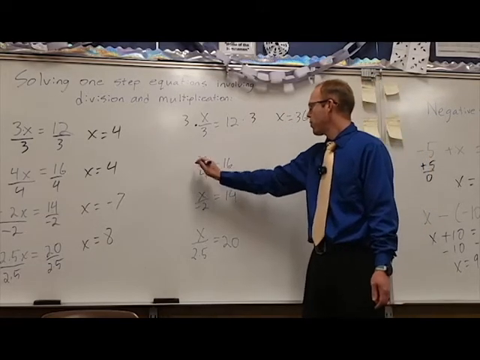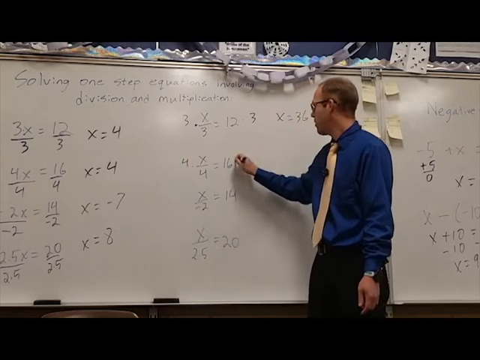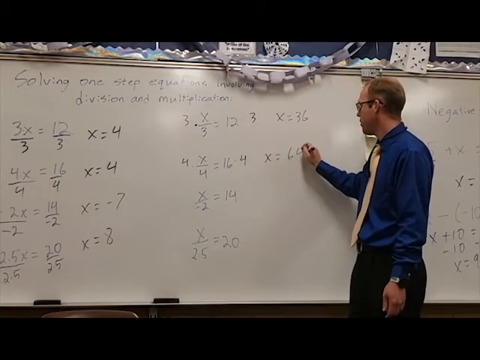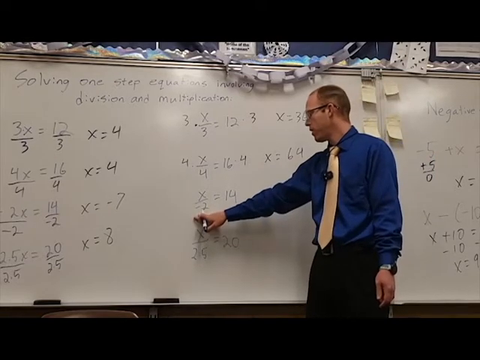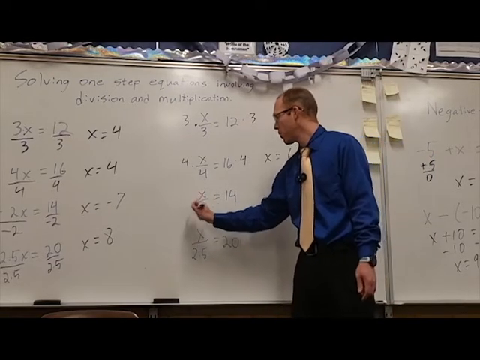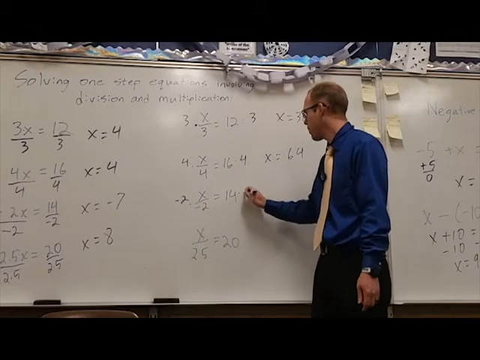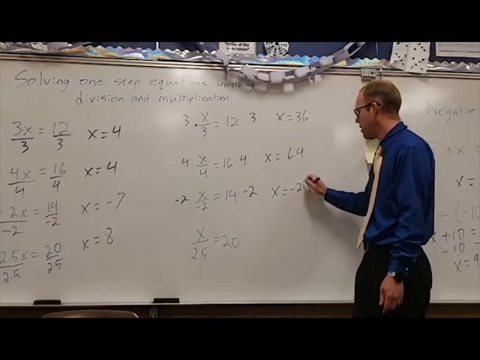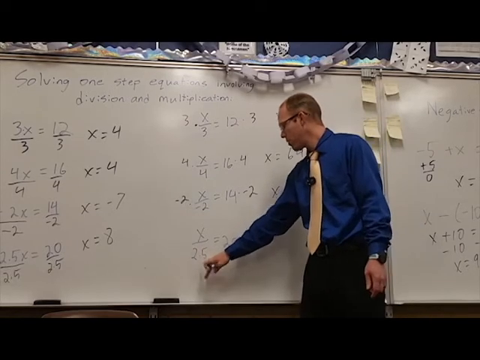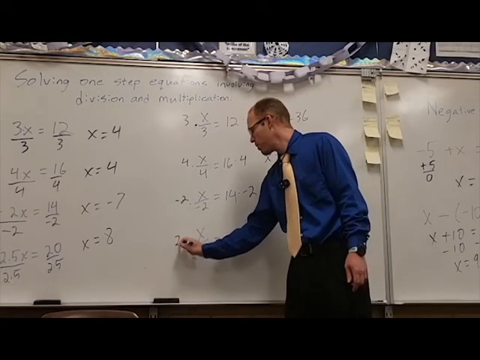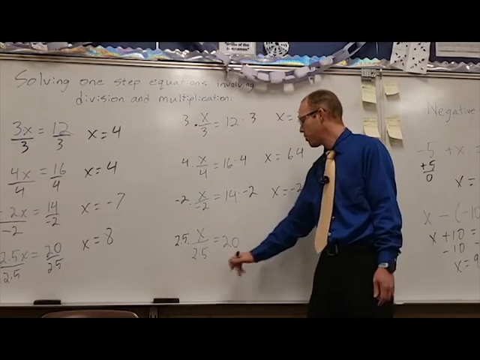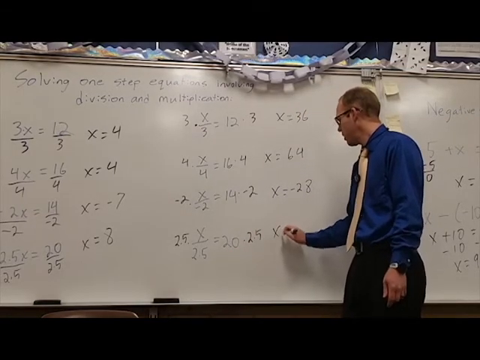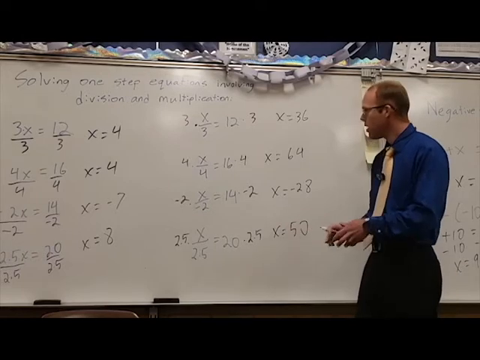We're dividing by 4, so we're going to multiply by 4, do it to the other side, and we get x equals 64. It works with negatives. If we're dividing by a -2, we're going to multiply by -2, multiply by -2 on the other side, and we get x equals -28. It works if we have decimals. We're going to multiply this by 2.5 because we're dividing by 2.5, and we get x equals 50.